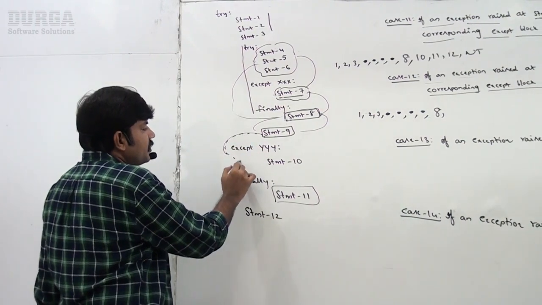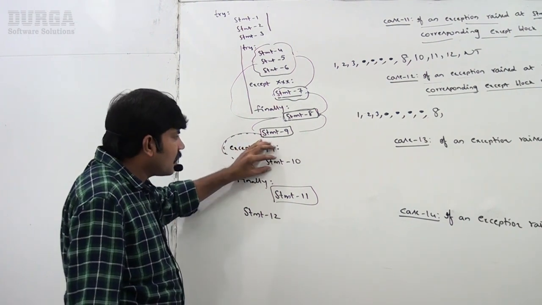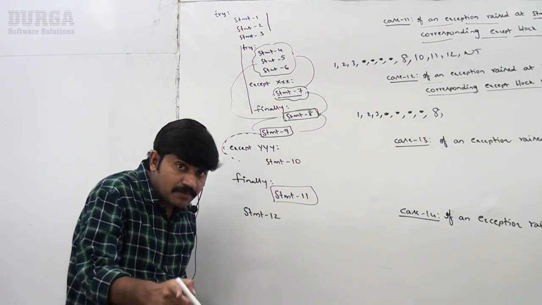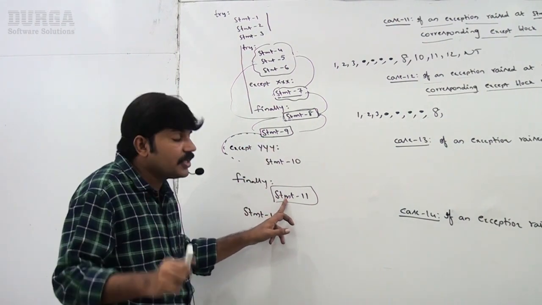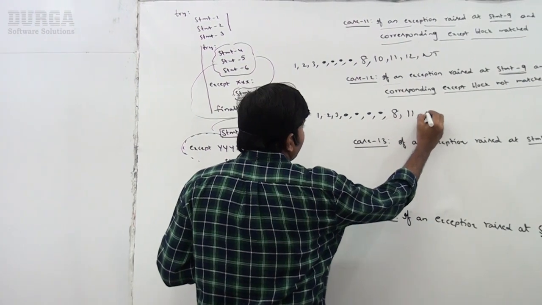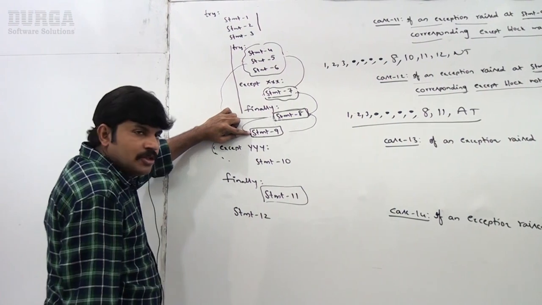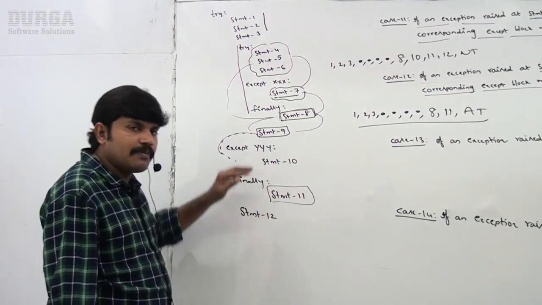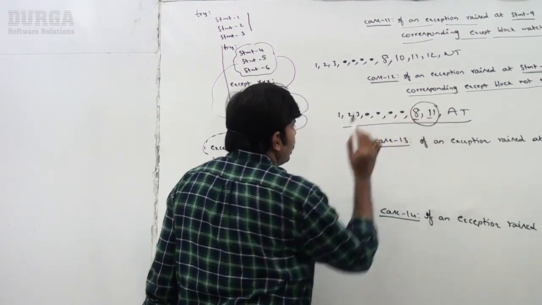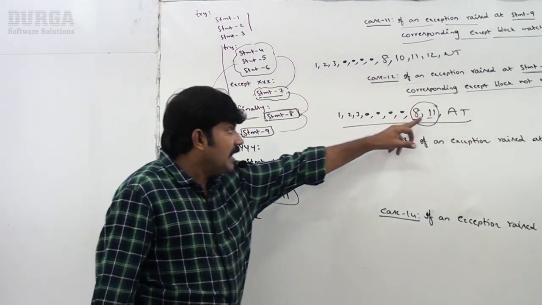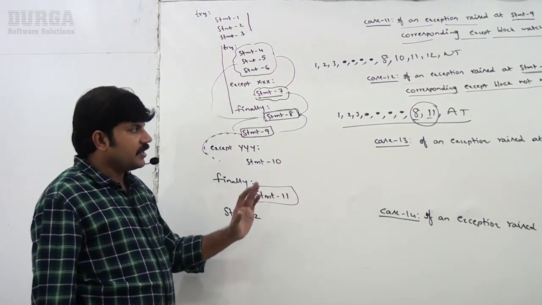Now at statement 9 there is a problem. Immediately the Python virtual machine will check for the except block, but this except block is not matched. If the except block is not matched, it is always abnormal termination. But before abnormal termination, the finally blocks will be executed. That's why 8, 11, abnormal termination: 8 is the inner finally, 11 is the outer finally. Any doubt about this one? Okay, now the next case.